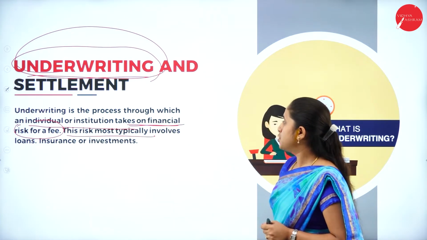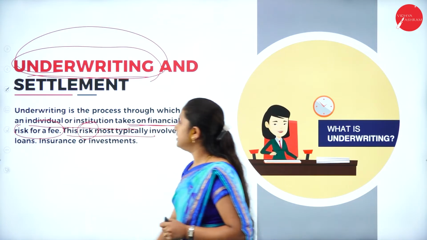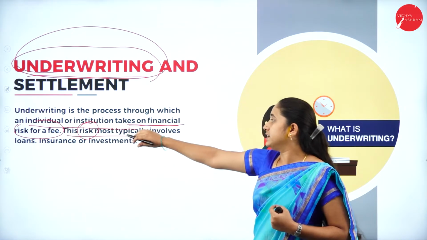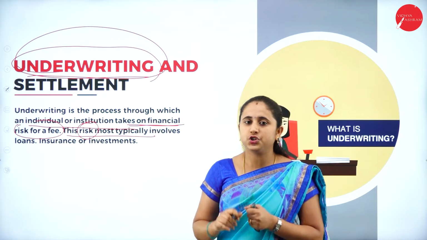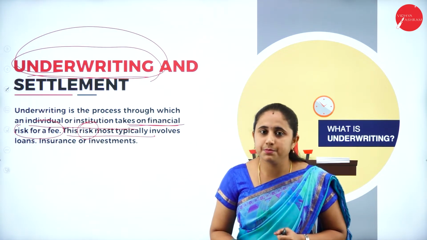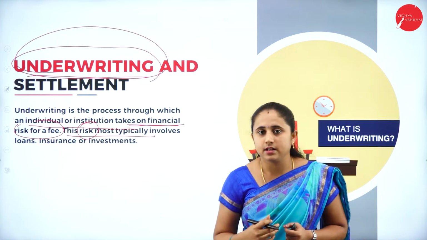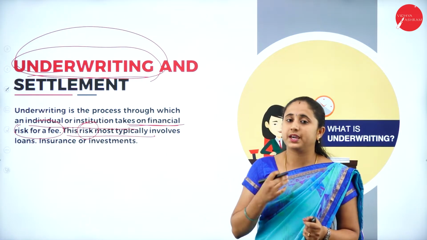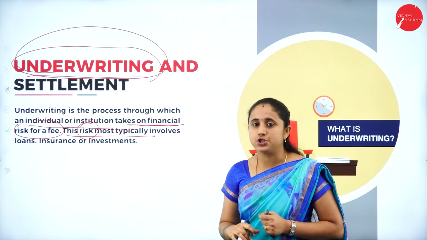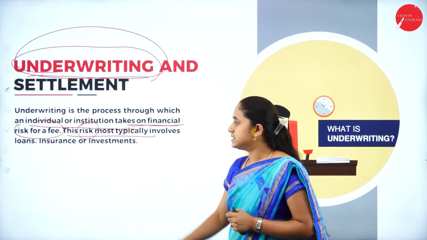So here the risk most typically involves loans. That means the important factor here is risk. Every business has risk, but here the risk is the main business. In insurance, risk plays an important role, or risk is the main business. So based on the risk, you need to analyze the risk. You need to calculate the risk. Based on the risk, we can calculate the sum assured. So in order to understand the underwriter, we need to analyze the risk.